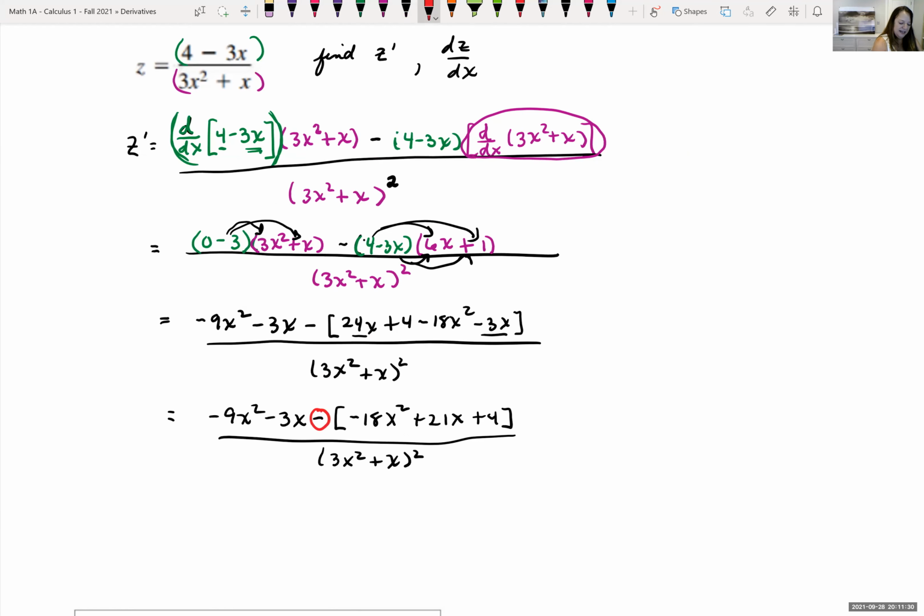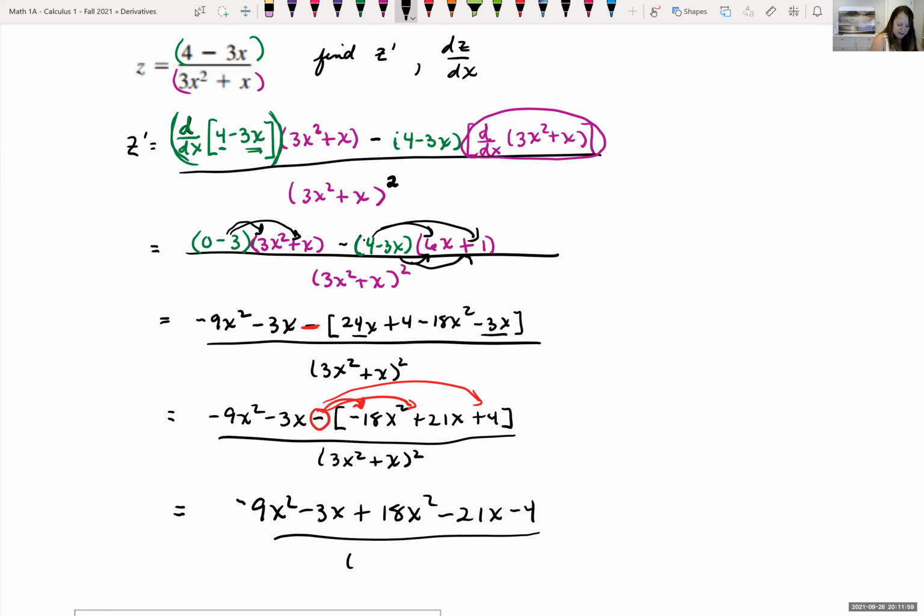So we still have this negative out front of that bracket from up here. And so we're going to distribute it to each term inside that bracket, and then we can combine like terms in the numerator. So you have -9x squared minus 3x. Distributing my negative, -1 times -18x squared is plus 18x squared. Minus 21x minus 4. All over this denominator quantity squared.